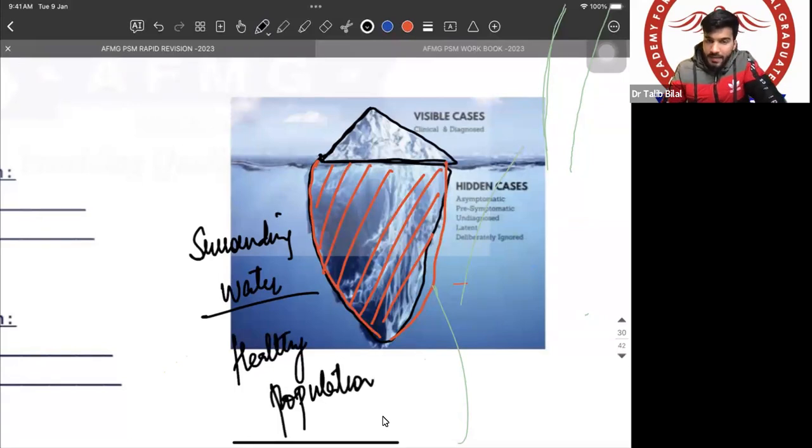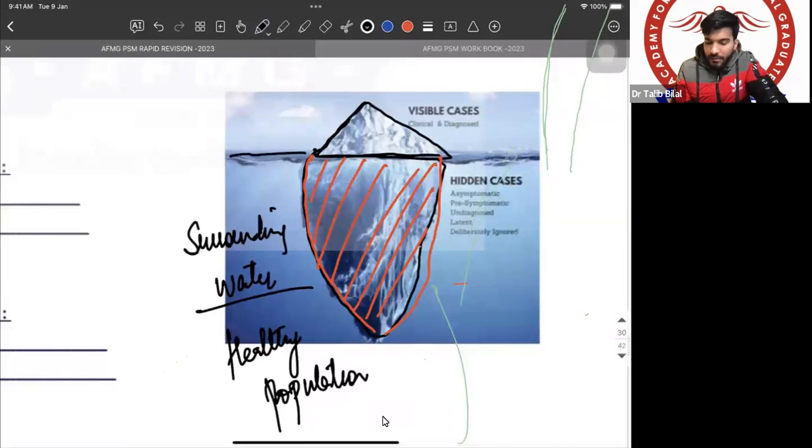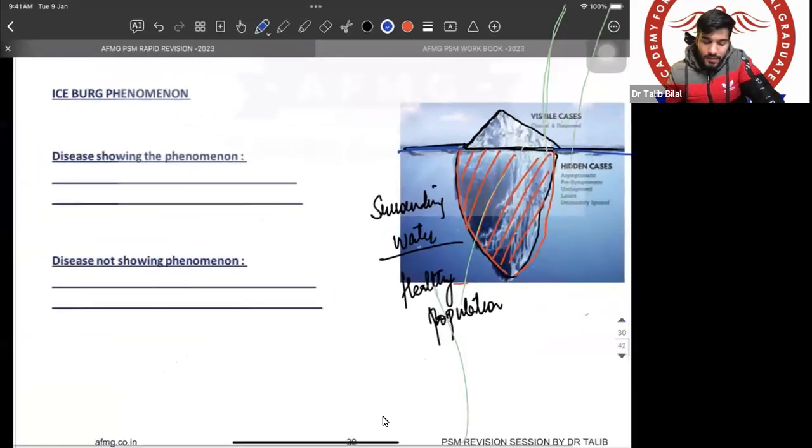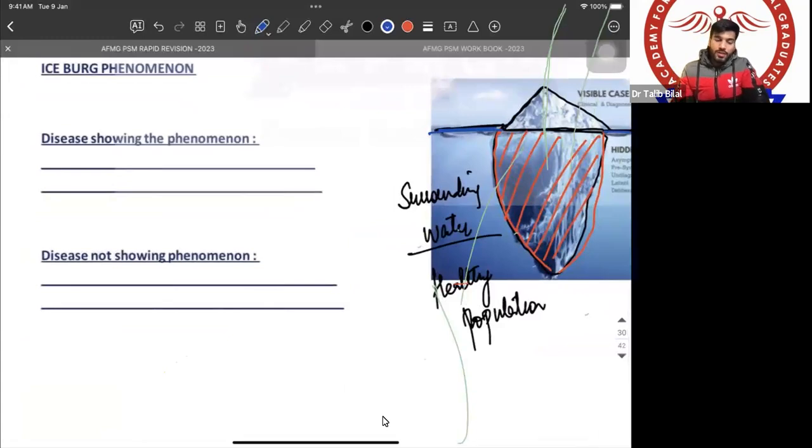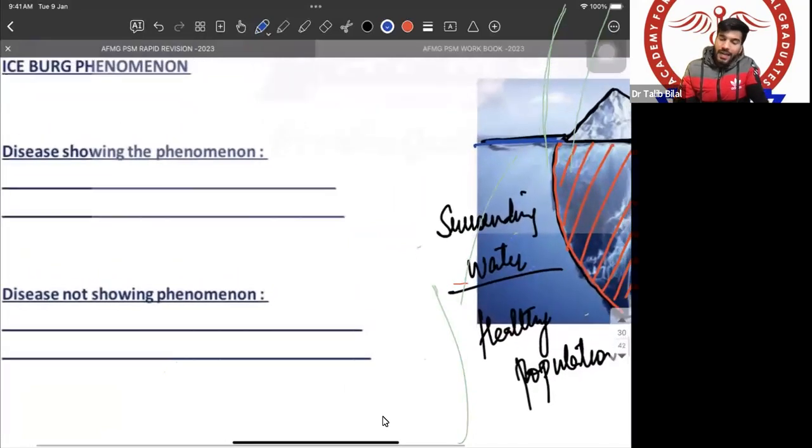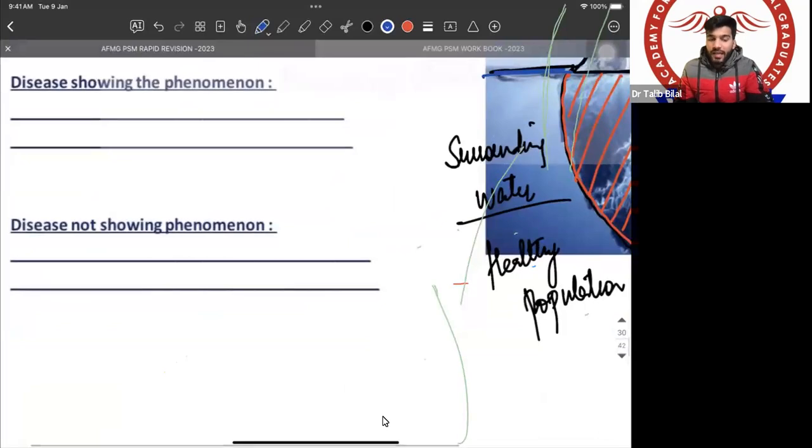These are the hidden cases. Surrounding water is healthy population. And this line is the demarcation line, a demarcation between apparent and non-apparent cases. Now, the diseases that show the iceberg phenomena: what are the diseases that are hidden, ignored?